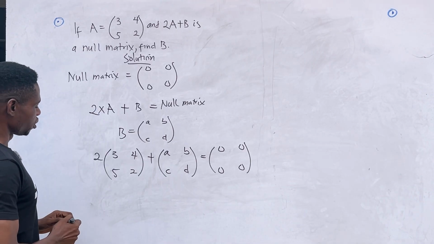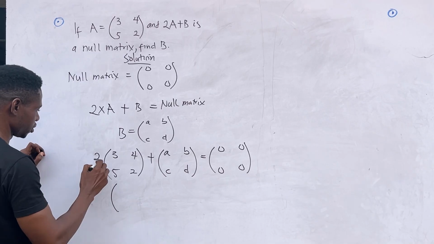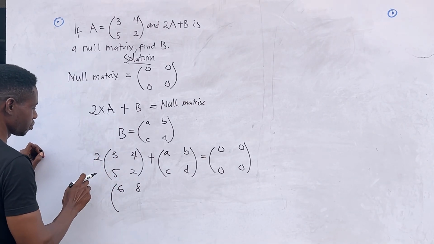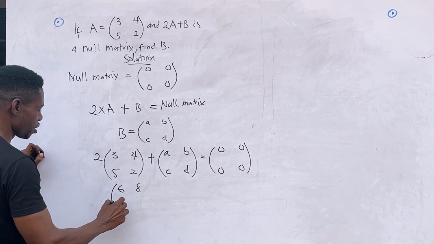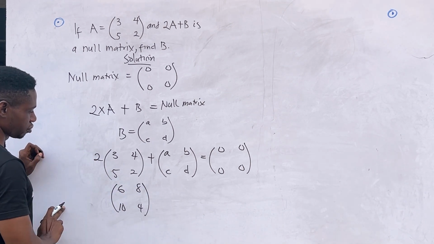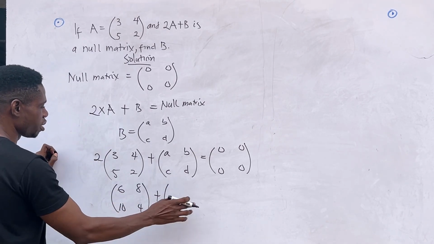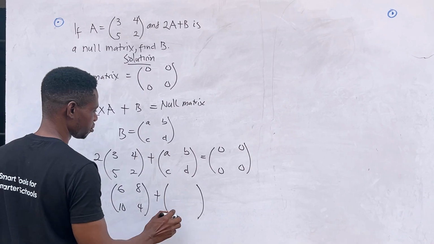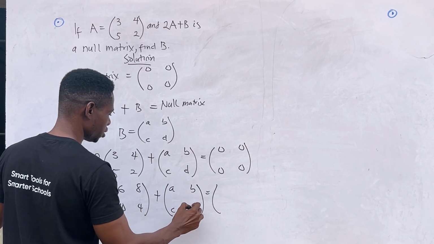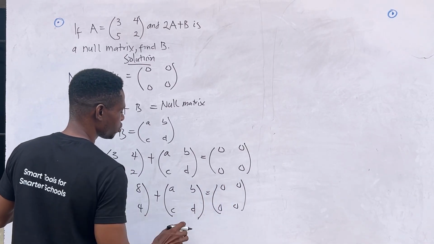So what do we do from here? Let's multiply this to make it easier. So we have 2 times 3, that's 6. 2 times 4 is 8. 2 times 5 is 10. And 2 times 2 is 4. Plus our A, B, C, D equal to 0, 0, 0, and 0.